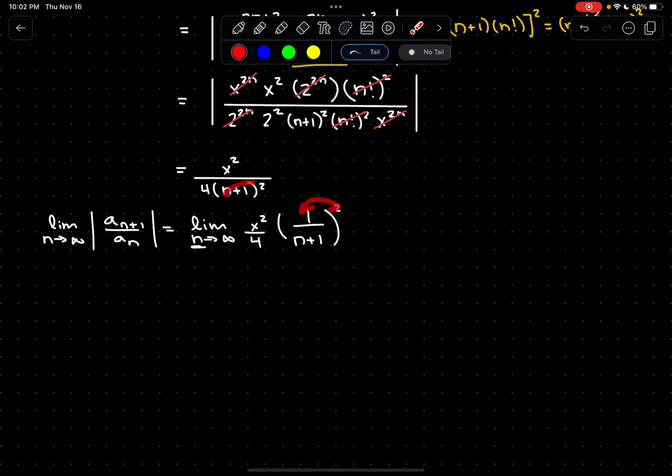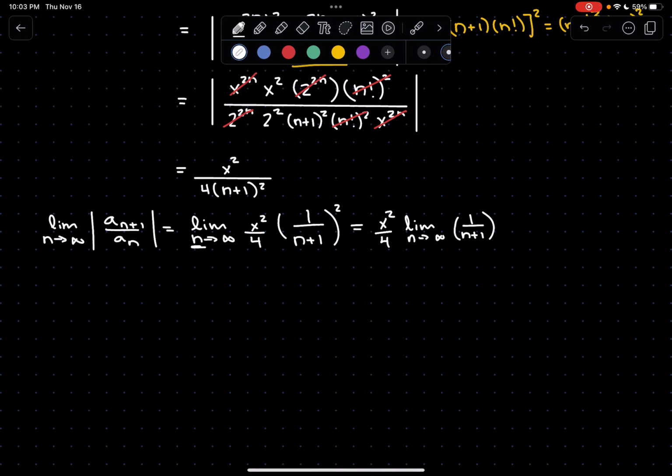If this square goes onto this 1, it's still 1. And then I get that guy squared. So it doesn't matter. If that concerns you, just look at it for a little bit and you should be fine. But this is just equal to x squared over 4 times the limit as n goes to infinity of 1 over n plus 1 squared. Well, 1 over n plus 1, we know that goes to 0. 0 squared, 0. So this is equal to x squared over 4 times 0, which is equal to 0, right?